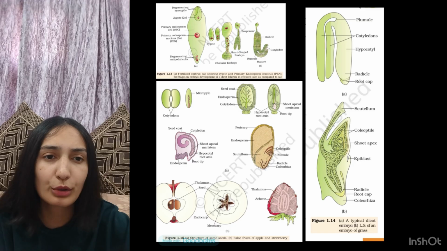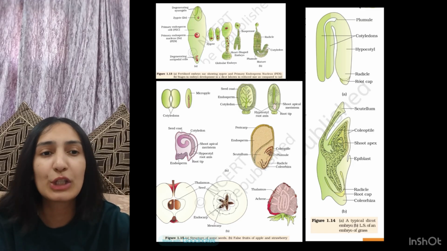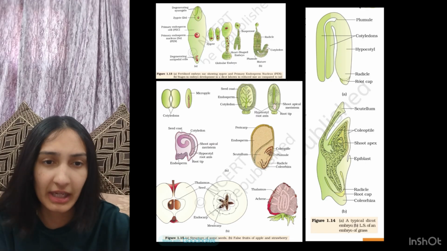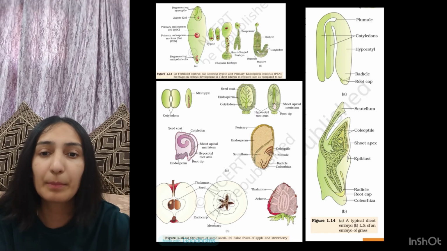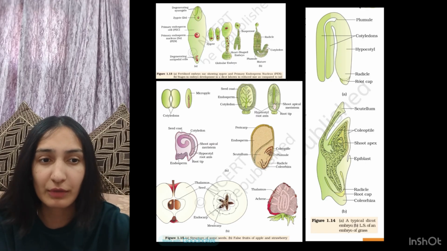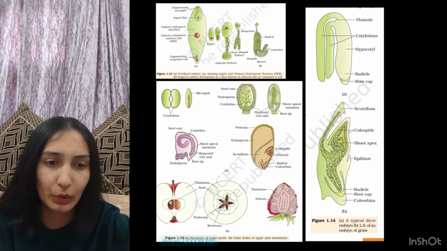Adjacent to that you can also see we have the seed coat, endosperm, cotyledon, hypocotyl root axis and shoot apical meristem and root tip, and below this you can see we have the pericarp, we have endosperm, we have scutellum, we have coleoptile, we have plumule and radicle and coleorhiza.